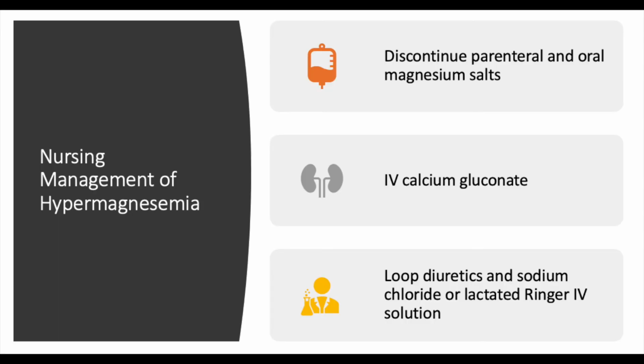In patients that have severe hypermagnesemia, all parenteral and oral magnesium salts are discontinued. In emergencies such as respiratory depression or defective cardiac conduction, ventilatory support and IV calcium gluconate are indicated. Administering loop diuretics and sodium chloride or lactated Ringer's IV solution helps magnesium excretion in patients that have normal renal function. The nurse caring for a patient with hypermagnesemia monitors the patient's vital signs, noting hypotension and shallow respirations.